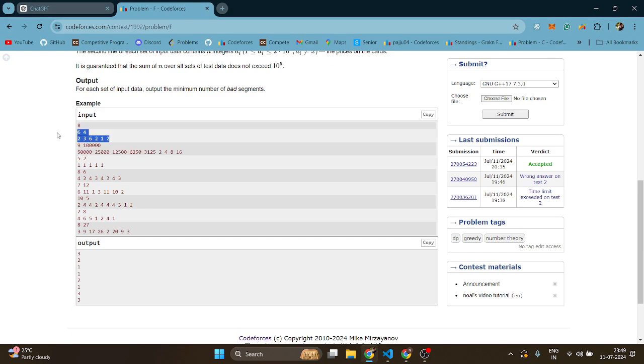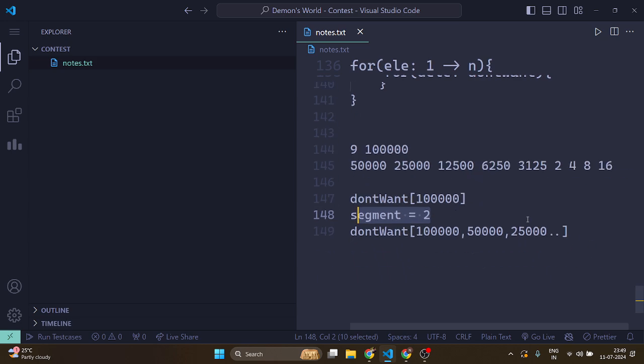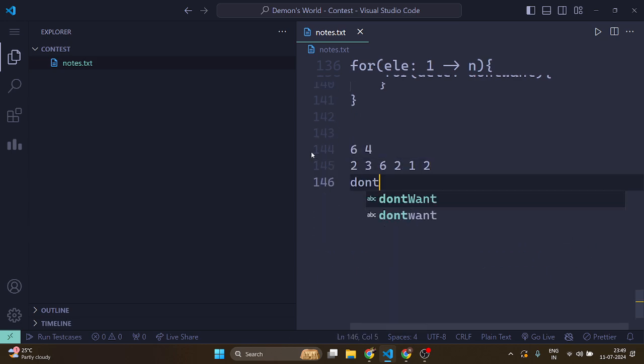Let's take some good example. Let's take the first example itself, to understand it again. Initially, my don't want will contain 4. Now I'm on the first element. Yes, I can include it, and the number of segments is 1. Yes, I can include it, but after including that, I won't want 2, because 2 into 2 will be 4.